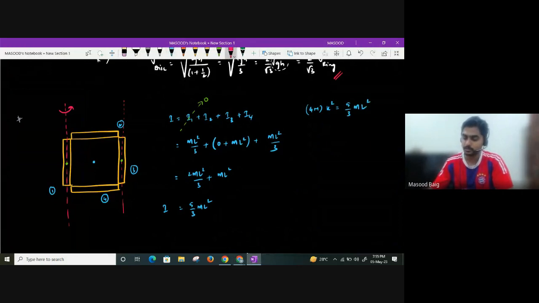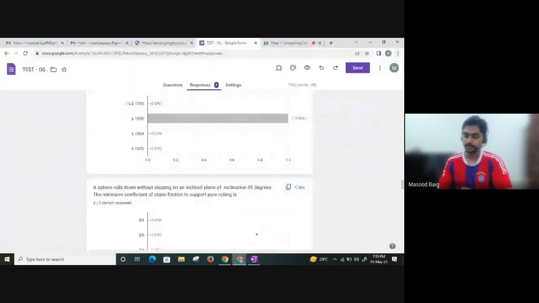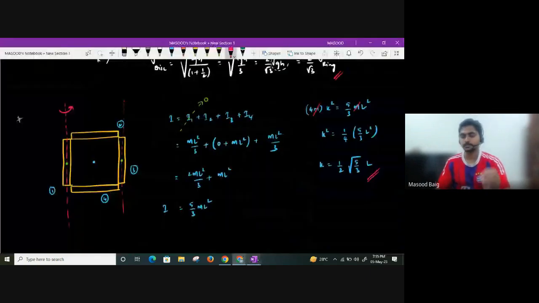So what can we cancel out? m and m will get cancelled out. The k square value will be 1 by 4 times 5 by 3 into l square, which turns out to be 1 by 2 times root over 5 by 3 into L. This will be the radius of gyration. Clear? So L by 2 root over 5 by 3 should be the answer. Understood?